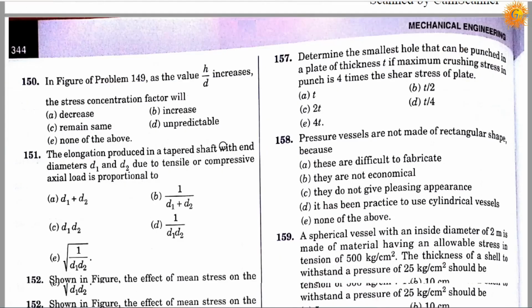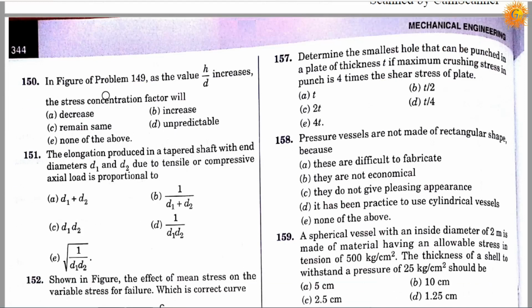Question number 150. In the figure of problem 149, as the value H upon D increases, the stress concentration factor will: option A, decreases; option B, increase; option C, remain same; option D, unpredictable; option E, none of the above. Correct answer is A, it will decrease.